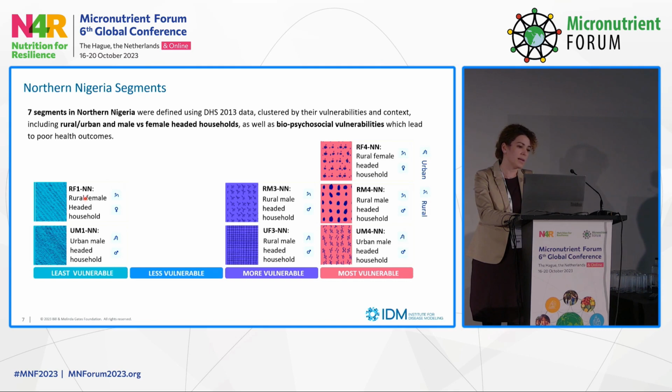As an example, if you look at one of the segments called RF1, R refers to rural, F refers to female-headed household, and 1 defines the level of vulnerability, with 1 being the least vulnerable household, and it goes up to 4 here. For instance, RF4 shows the most vulnerable household. So while there are segments that have similar health outcomes here, their vulnerability profiles differ from each other.